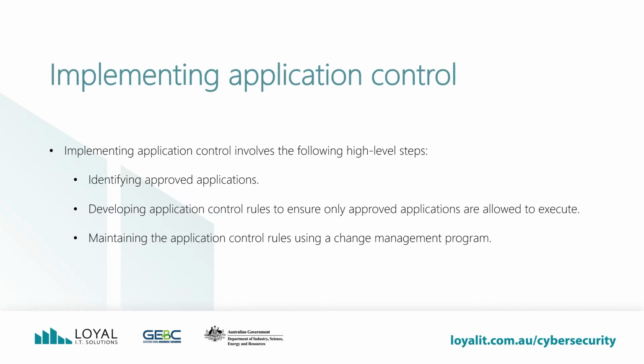Implementing application control involves the following high-level steps. Identifying approved applications. Generally, this will be done with the help of a template computer. We create rules based on this machine, which can be applied to multiple computers. Developing application control rules to ensure only approved applications are allowed to execute. When the template is applied, Windows itself will block the execution and installation of unapproved applications and drivers. Maintaining the application control rules using a change management program. This can only be done by regular maintenance. As new versions are released and installed, the application control rules need to be updated and applied.